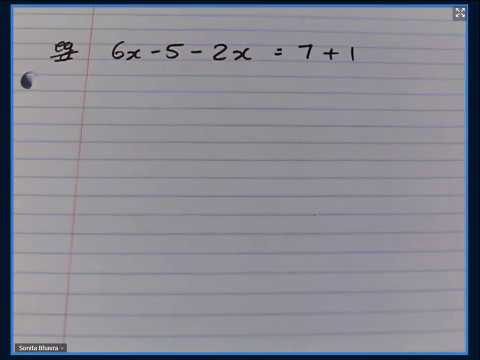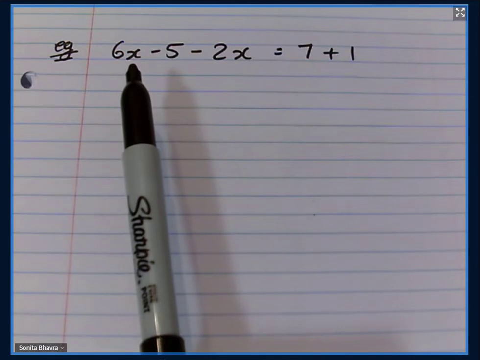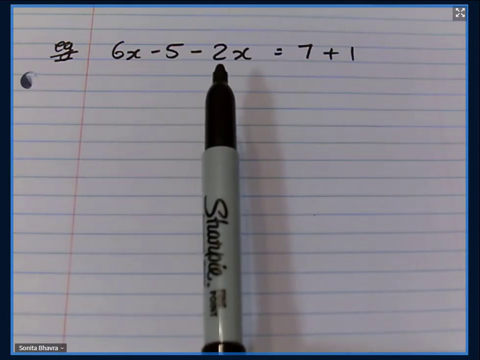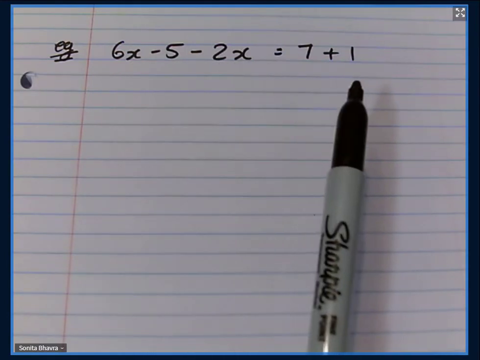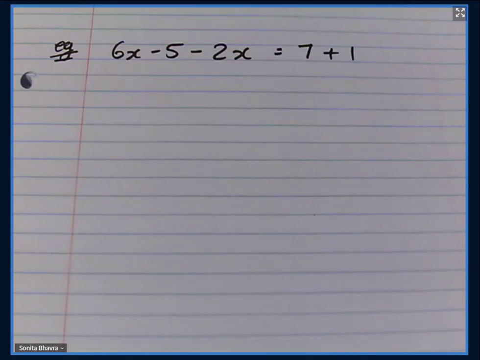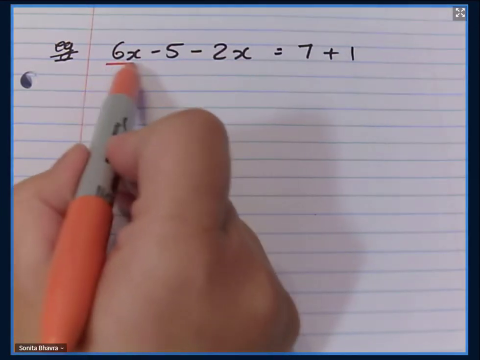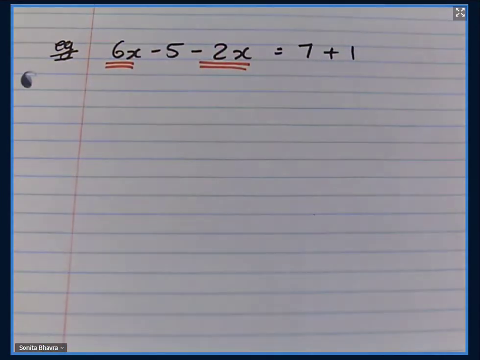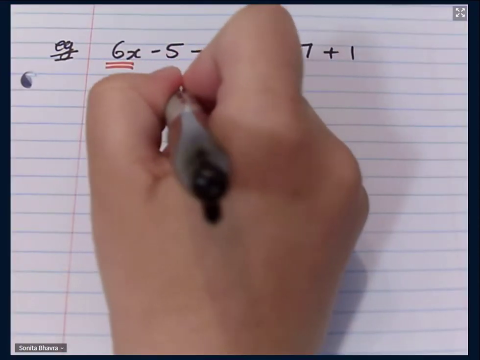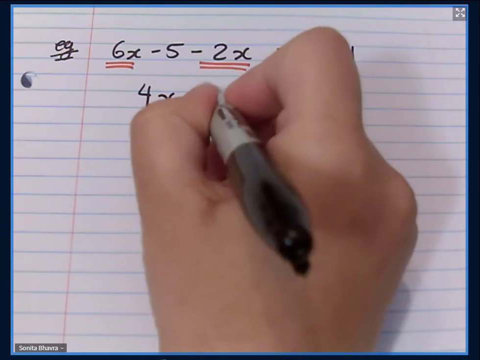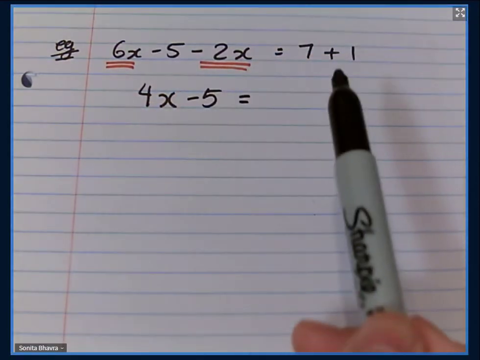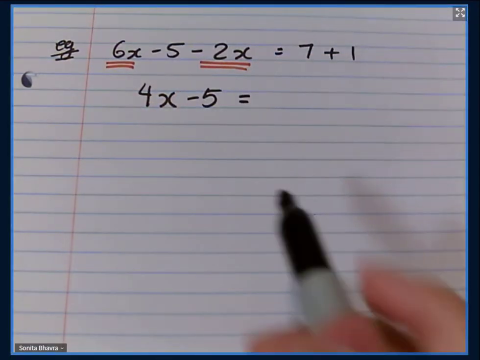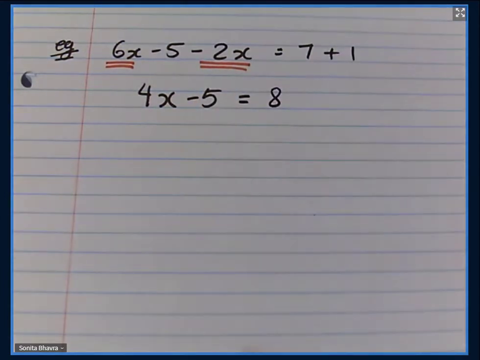All right, so looking at this next example, we have 6x minus 5 minus 2x, and it's equal to 7 plus 1. So on our left-hand side, we can collect our terms 6x and minus 2x. That leaves me with 4x minus 5. And on the right-hand side, we have 7 plus 1. We can add that together, which gives me 8.